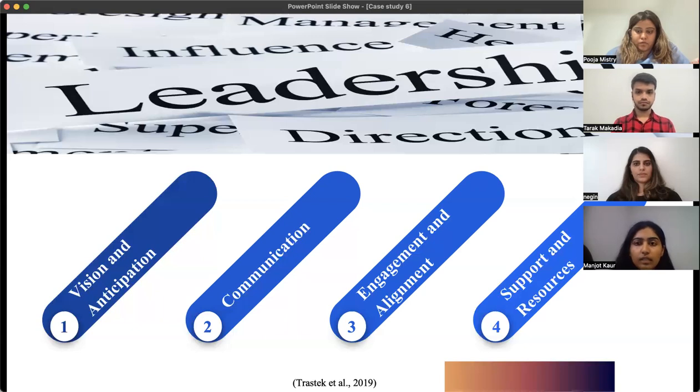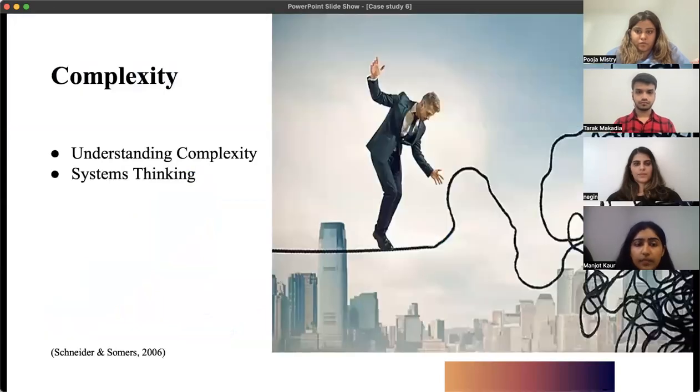Now comes the next slide about complexity. The following observations might be taken into account while tackling the complexity of organizations and leadership in the context of the malaria challenges. First is understanding complexity. Leaders must recognize the intrinsic complexity of the malaria challenges and know that simple linear solutions cannot be used to solve them. They must recognize the complexity of the issue, which includes socio-economic variables, healthcare infrastructure, cultural norms, and environmental considerations.